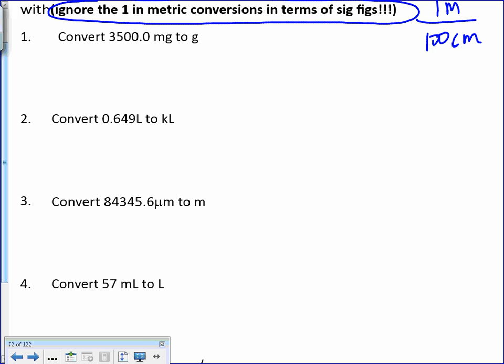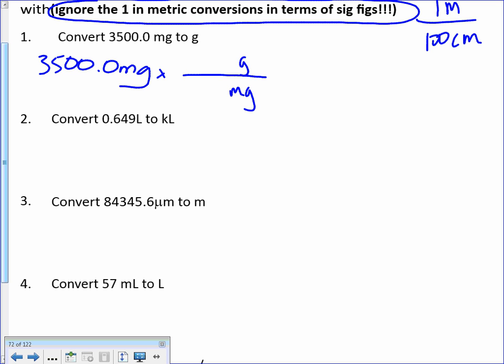Let's start with the first one, okay? 3,500.0 milligrams is our given. I want to cancel out what unit? Milligrams, right? So I know I need to put milligrams on bottom, and what unit on top? What unit do I want? Grams. Okay, so I can easily set up my units, but I haven't put my numbers in yet.